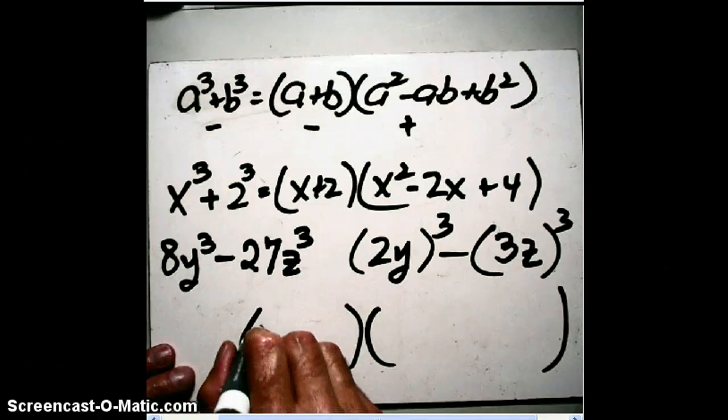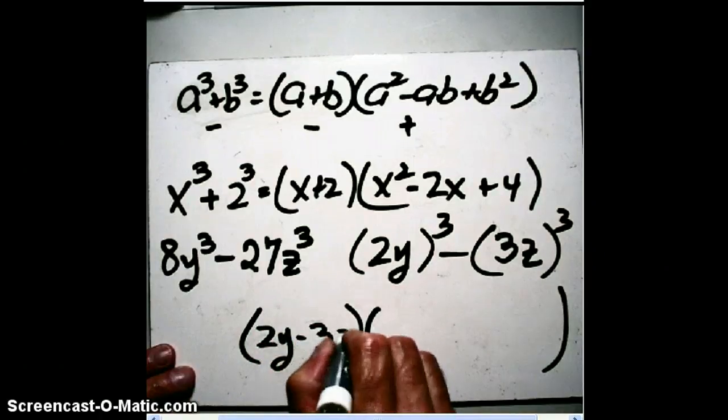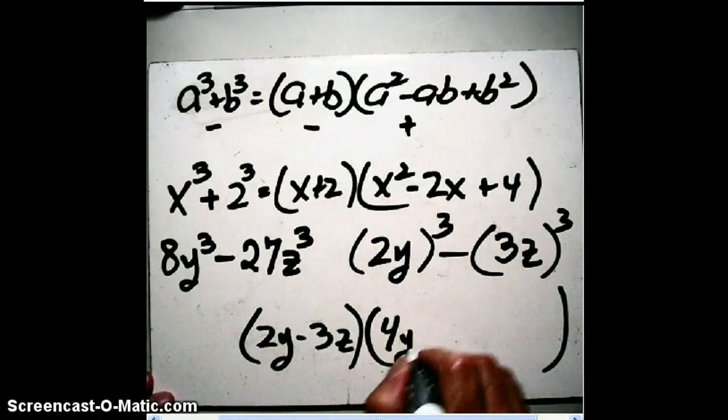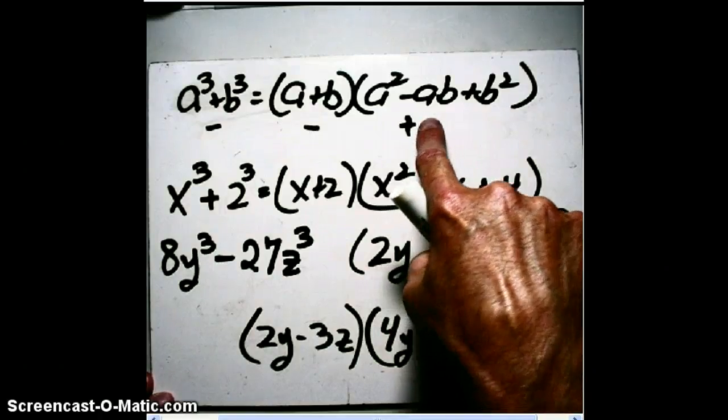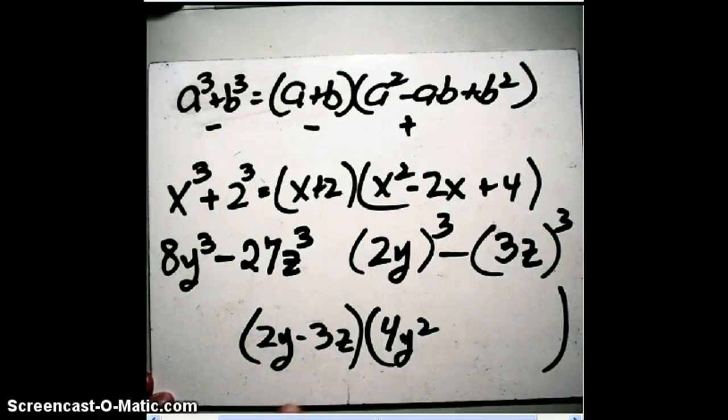Okay? So, if I want to factor a difference of 2 cubes, I write the 2 bases, the a and the b. In this case that would be 2y minus 3z. And then the last thing I do is I go through this process, which is what? I square the first. That's going to be 4y squared. I multiply them together and do the opposite sign. I multiply them together, which is what?